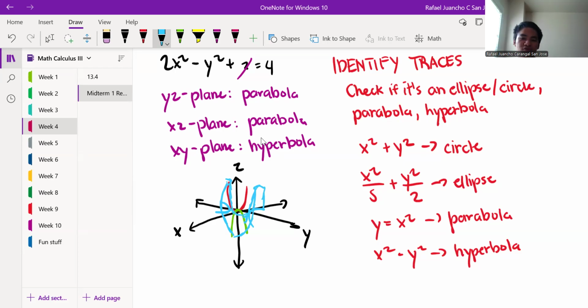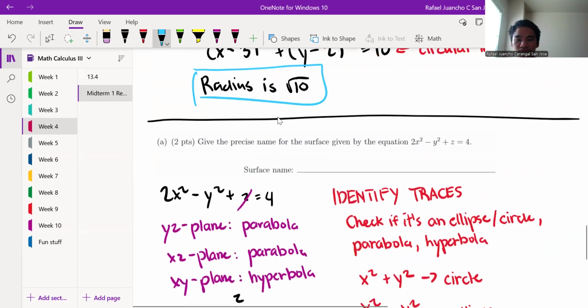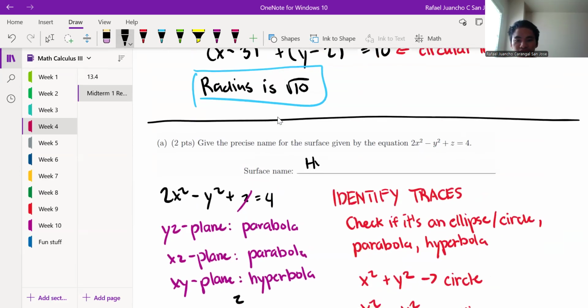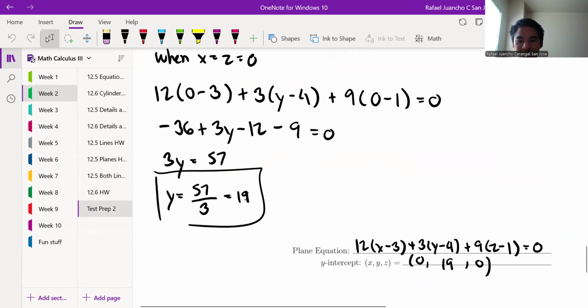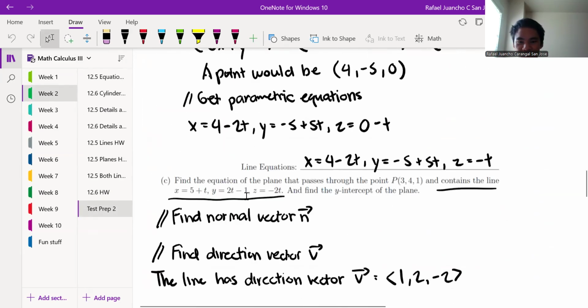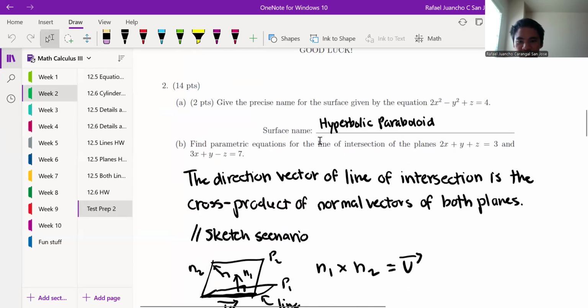And so this is what we call a hyperbolic paraboloid, which I hope I got that correctly. If not, I have to check my notes. But I should have gotten it. Yeah, a hyperbolic paraboloid.